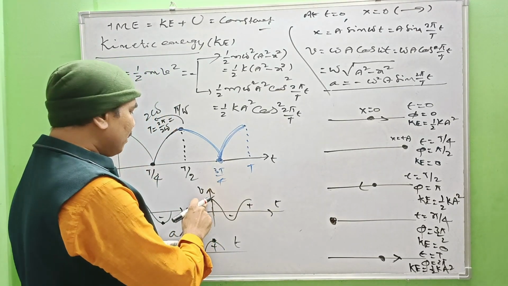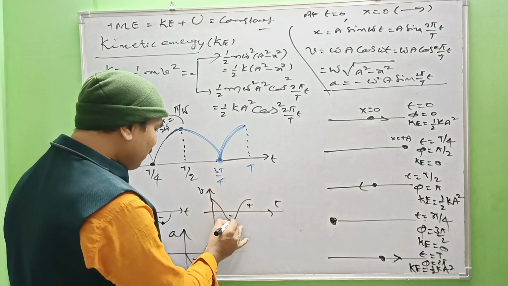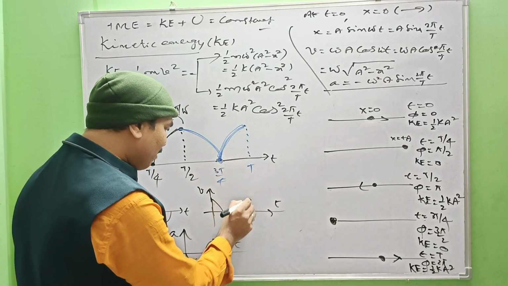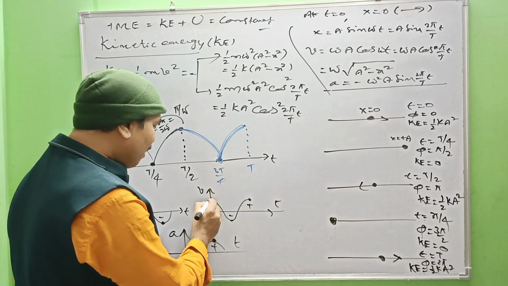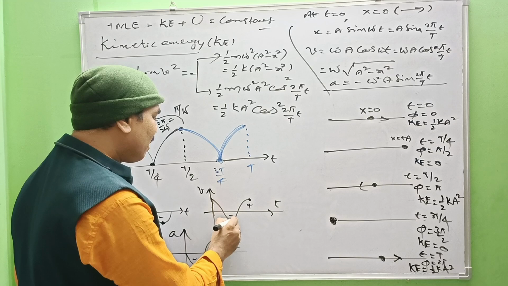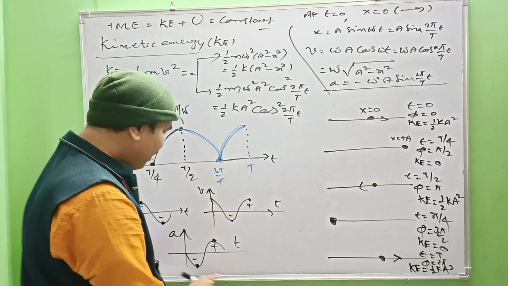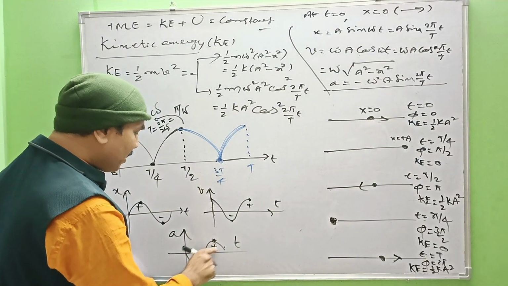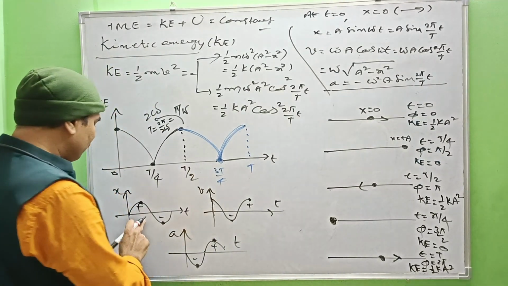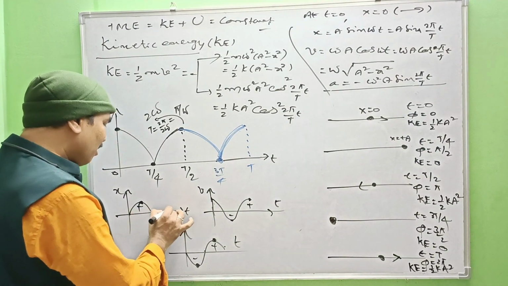In the same way, as far as velocity is concerned, here also velocity becomes maximum once here, one more time here. But here it is negative, here it is positive. That's why from here to there is half of the cycle, from here to there half of the cycle. So altogether one cycle. Here also, from here to there half of the cycle, here to there half of the cycle. Altogether one cycle. Here also, this is half of the cycle, this is half of the cycle.